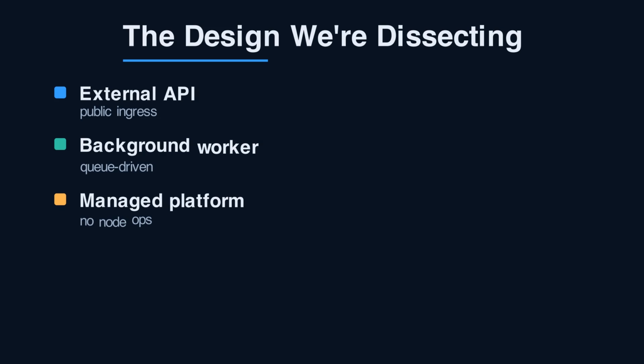In the next few minutes, we'll dissect one realistic reference architecture: an external API behind managed ingress, a private worker driven by a queue, secrets in Key Vault, and event-based auto-scaling. We'll trace how a request flows, why each piece exists, where it fails, and the trade-offs an architect actually weighed. This is not a getting started tour, it's an anatomy lesson.